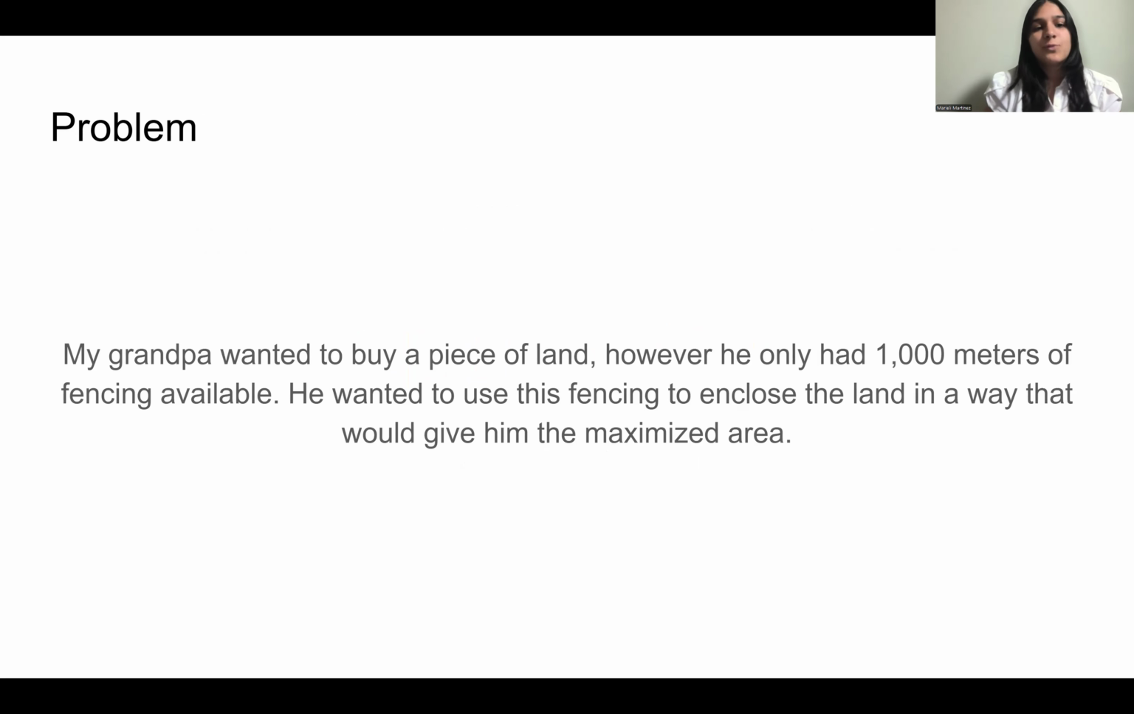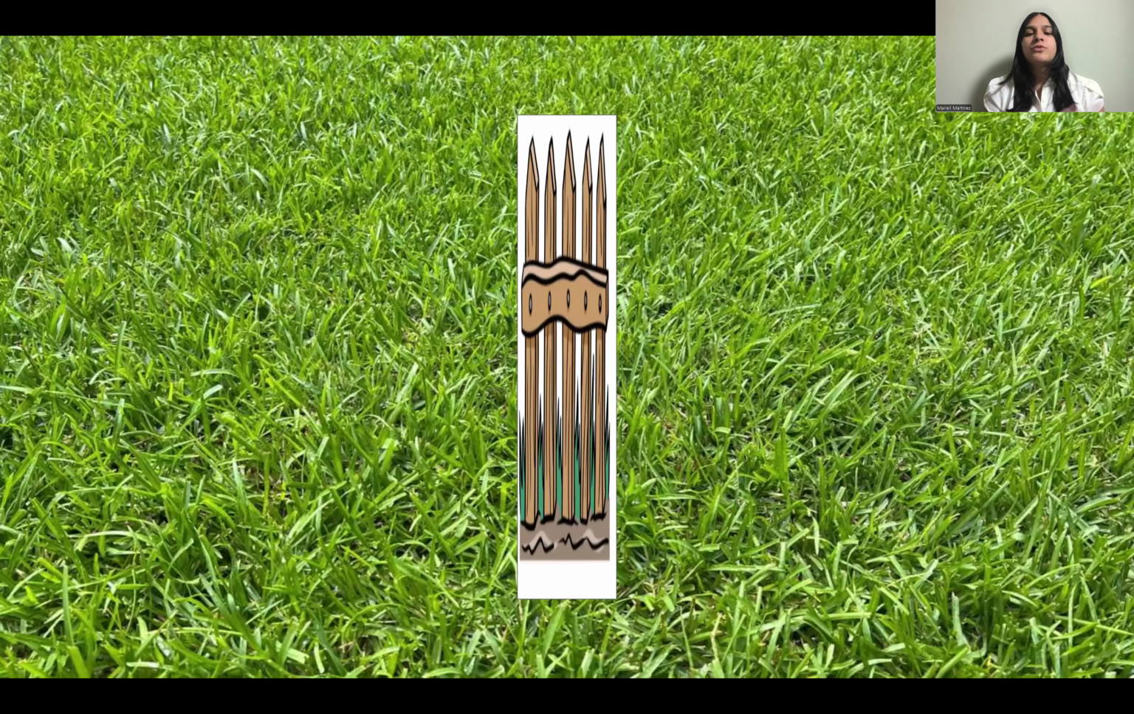The problem we're going to be working on today is my grandpa wanted to buy a piece of land. However, he only had 1,000 meters of fencing available. He wanted to use this fencing to enclose the land in a way that would give him the most area possible. He started with trial and error.